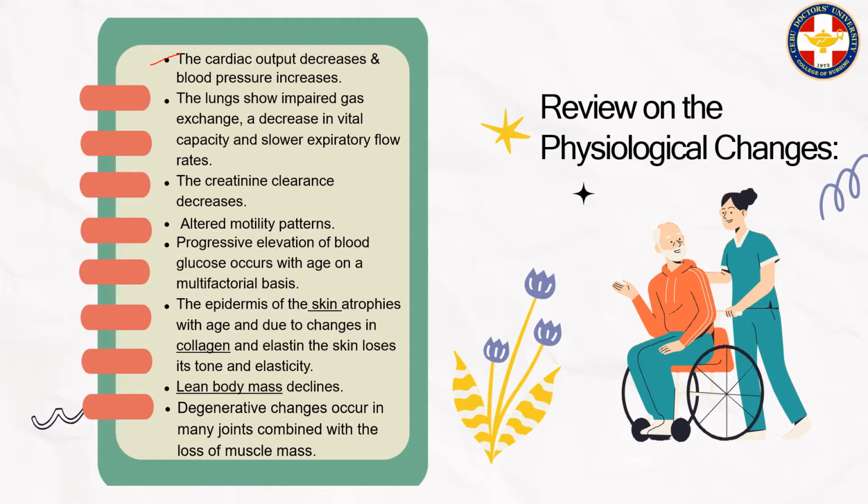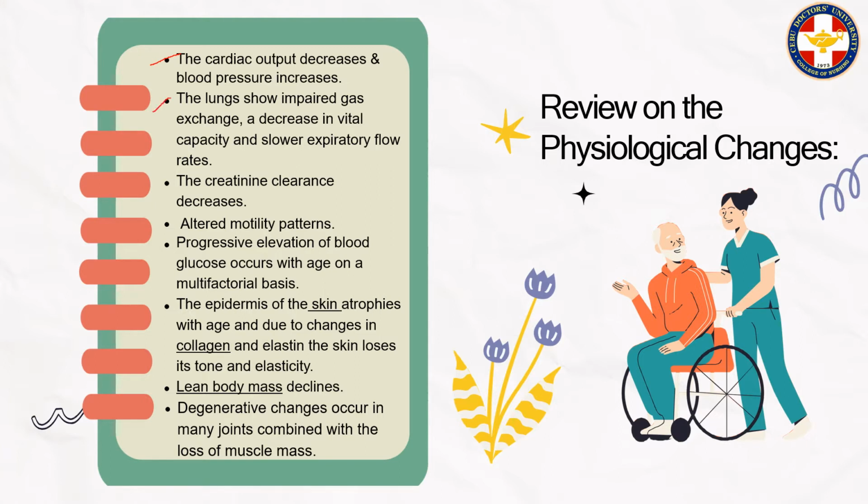The cardiac output decreases and blood pressure increases, which may develop to a group of conditions in the cardiovascular system called arteriosclerosis. Please do not get confused between the terms arteriosclerosis and atherosclerosis, because arteriosclerosis is a general name for a group of conditions that cause arteries to become thick and stiff, whereas atherosclerosis is a type of arteriosclerosis that is caused by a fatty, waxy buildup called plaque in the arteries, leading to clogged arteries and reduced blood flow.